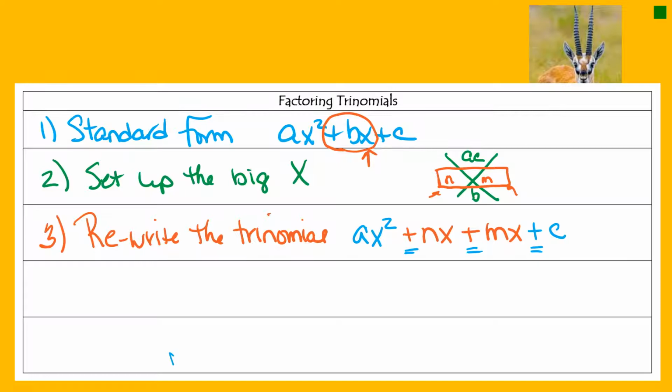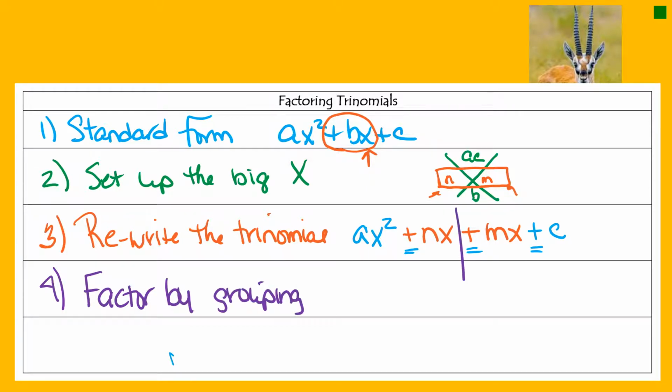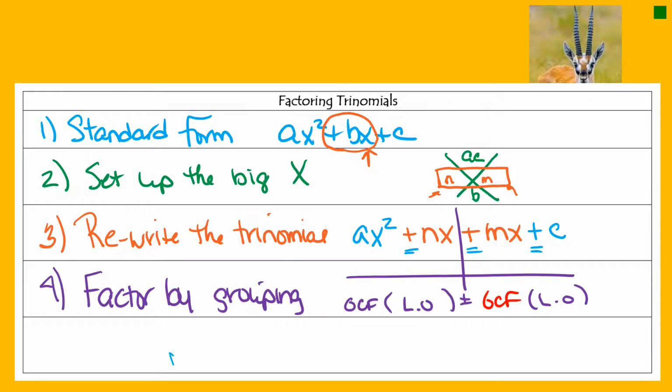What you're going to do next is factor by grouping, because now you have a four-term polynomial. You're going to end up with a GCF and some leftovers, plus or minus a different GCF, but it's going to have the same leftovers, remember? And then you take it on down.